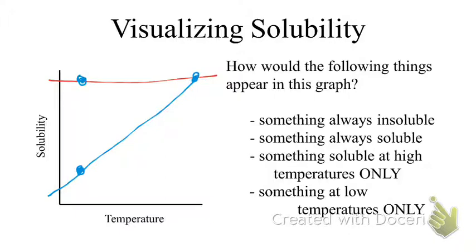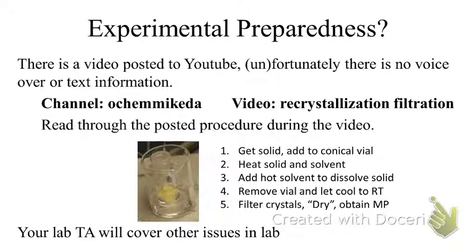Okay. So as far as being prepared for the experiment, there is a YouTube video that takes you through it. Like I said, I'll fix the link so that you can link directly from Blackboard. Read through the posted procedure during the video, give you an idea of what's going on with it. In general, your procedure is going to be getting the solid, putting it in a conical vial, heating the solid and the solvent, okay, at the same time.